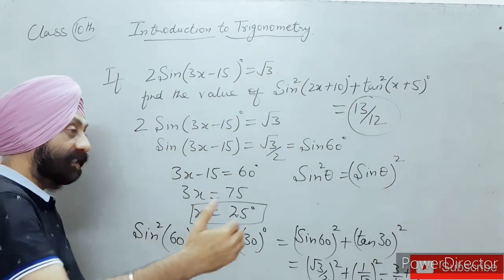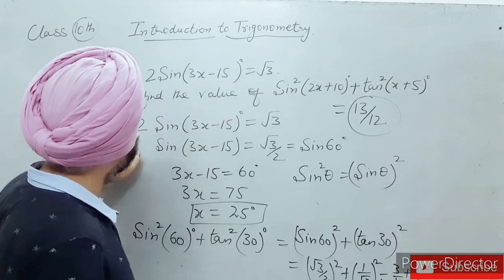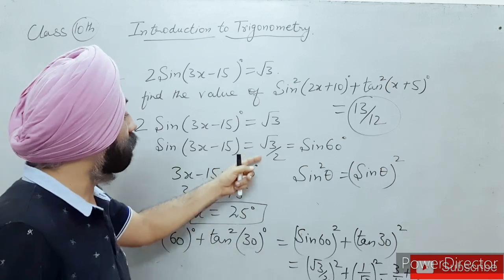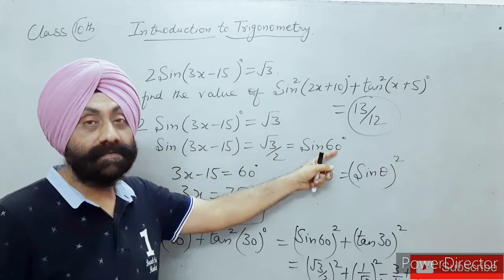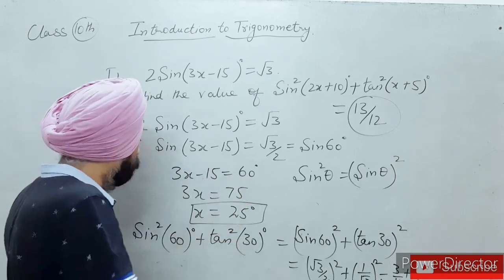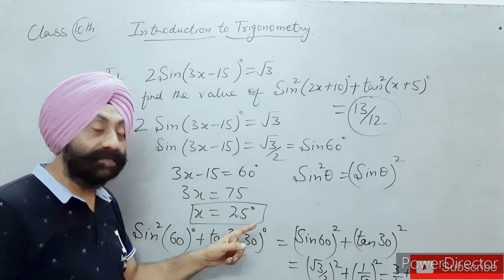Now let me once again explain. It was given this equation. What I did, I brought this 2 down here. Now which angle of sine has under root 3 by 2? That is sine 60 is under root 3 by 2. Now 3x minus 15 becomes equal to 60. 3x is 75. X equals 25 degrees.